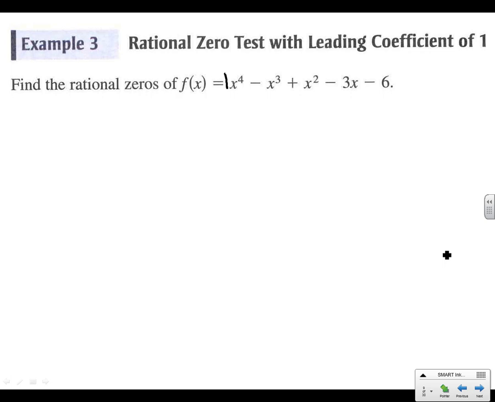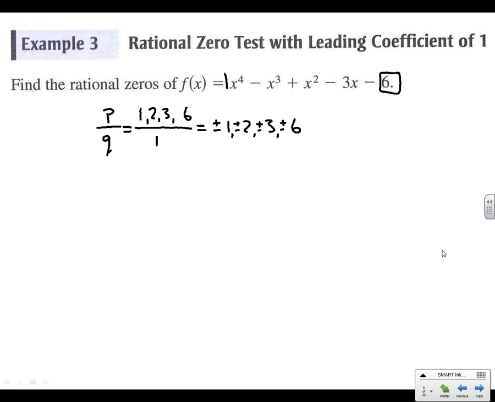Alright, so let's see. First we're going to say, alright, what are our possible zeros? So the possibles are all the factors of 6, 1 times 6, 2 times 3, divided by, there's only one factor of 1. So it's plus or minus 1, plus or minus 2, plus or minus 3, plus or minus 6. Those are all the possible rational answers. All right, we need to find all of them.